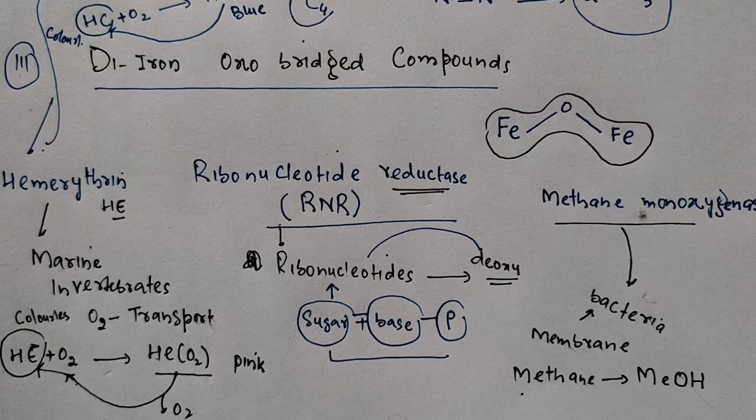Okay? So the next class will deal purely with hemoglobin and myoglobin. Probably it will take 3-4 classes. So with that we will sum up this whole bio-inorganic portion for your CSIR, NET, GATE, JRF and related exams.